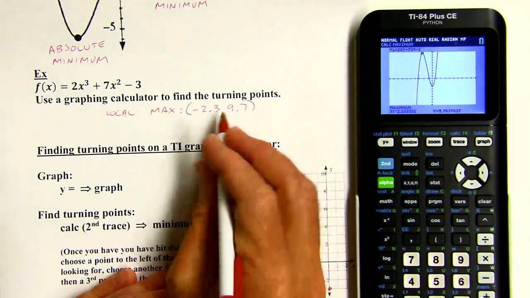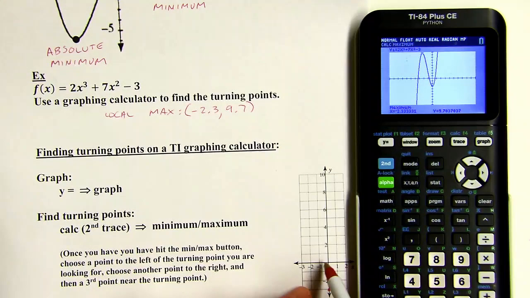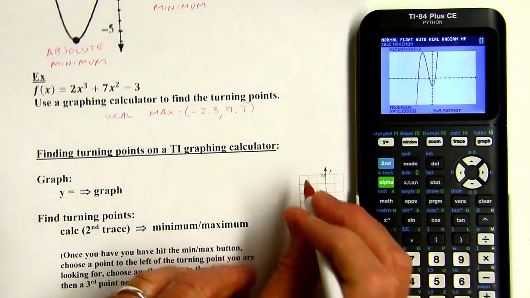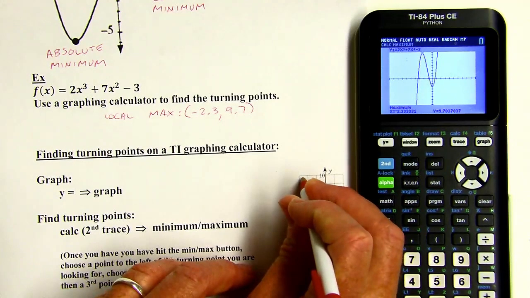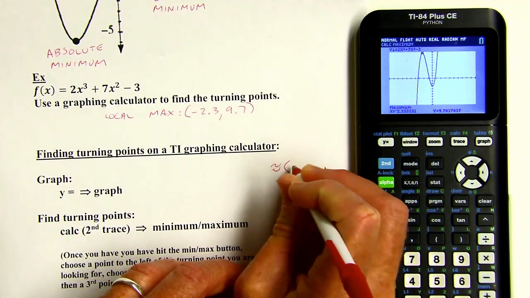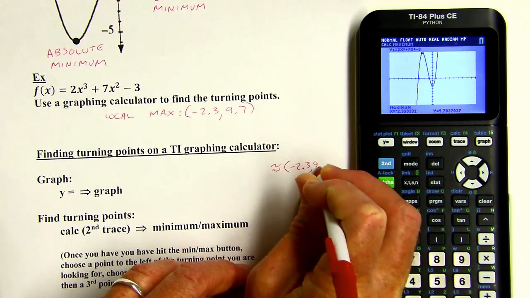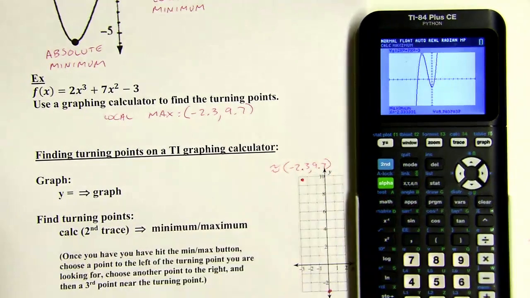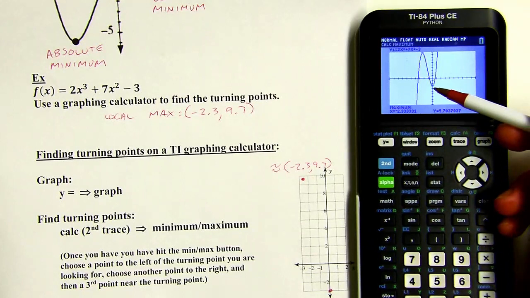Okay, so it's about those. So now I can plot that on my graph. So let's see, negative 2.7 and 9.7. That's going to be somewhere up there. I'm just eyeballing this, and this is approximate, right? So this is negative 2.3, 9.7.